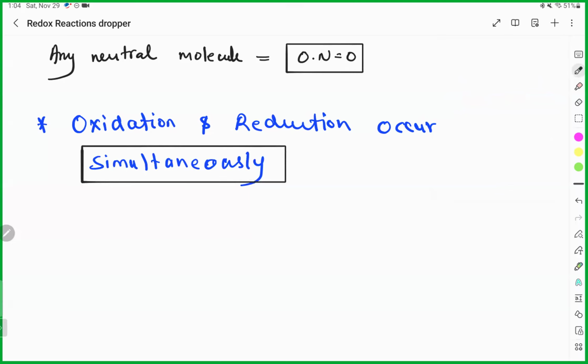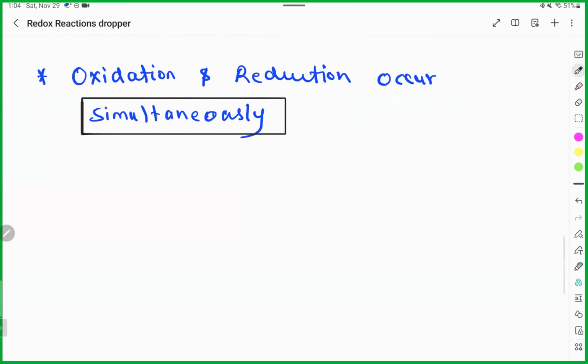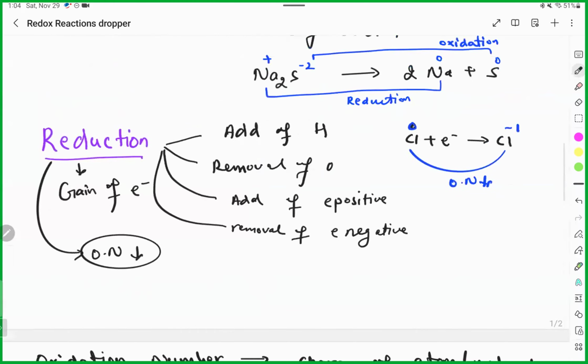Same thing. Okay. So Chandana, if an atom undergoes oxidation, can we say it will cause reduction of another? Yes, sir. If an atom undergoes oxidation, it will cause reduction of another. This is chlorine plus e negative equals chlorine -1. Example in this case, let's take sodium.